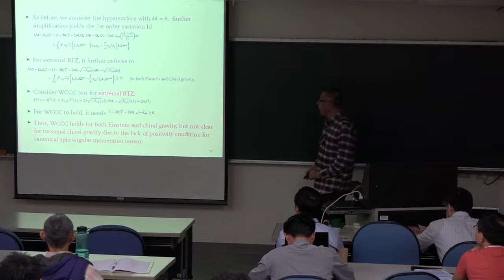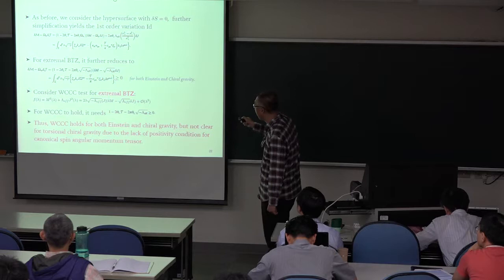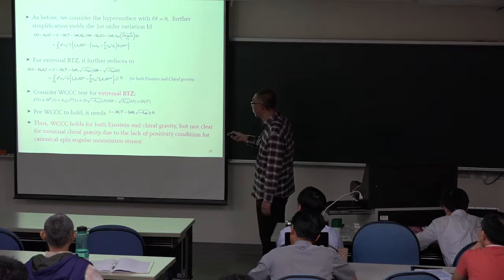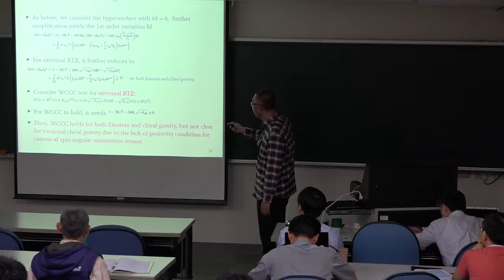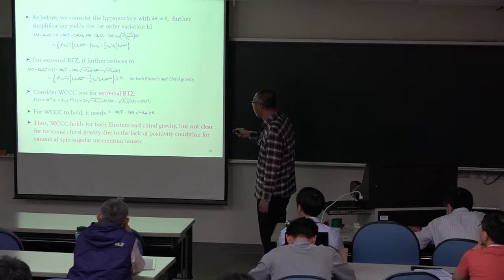And then we find that this first order variation identity is actually proportional to this kind of term. The right hand side is a little bit complicated. If we consider the extremal case, then it looks like this, in terms of the original mass and angular momentum. We have a condition like this, which is already the condition for the extremal black hole. But we have some quantity like this, and we require this quantity to obey the energy condition.